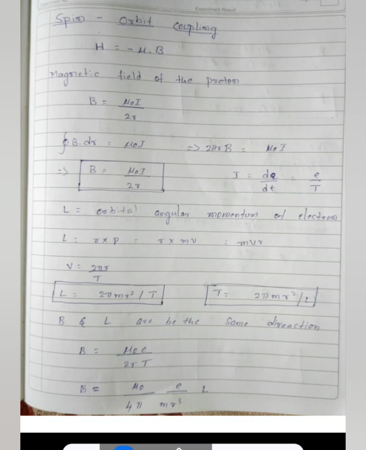So replace v is equal to 2 pi r by T in the angular momentum. L is equal to 2 pi m r square by T, because we replaced v is equal to 2 pi r by T. So T is equal to 2 pi m r square by L. Already we know the magnetic field and angular momentum are in the same direction.